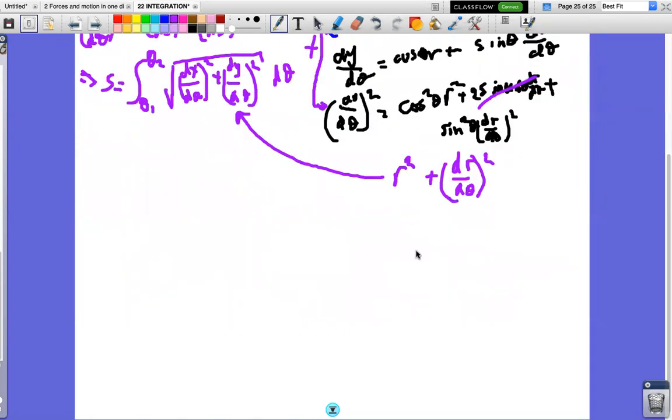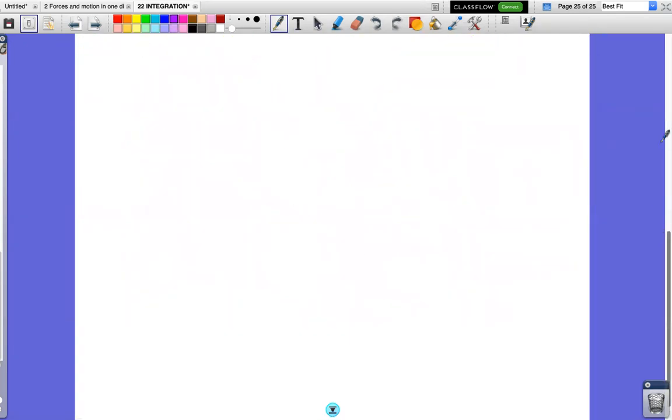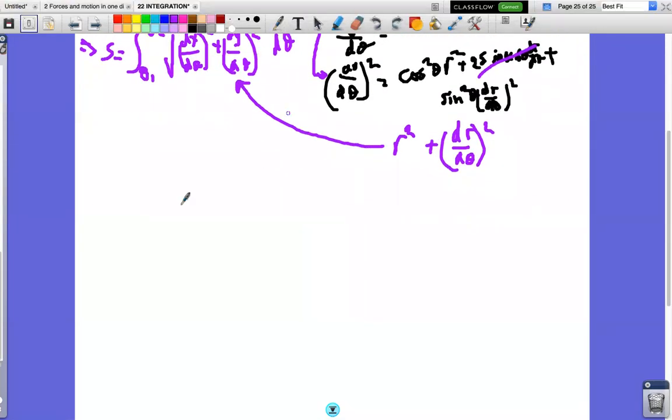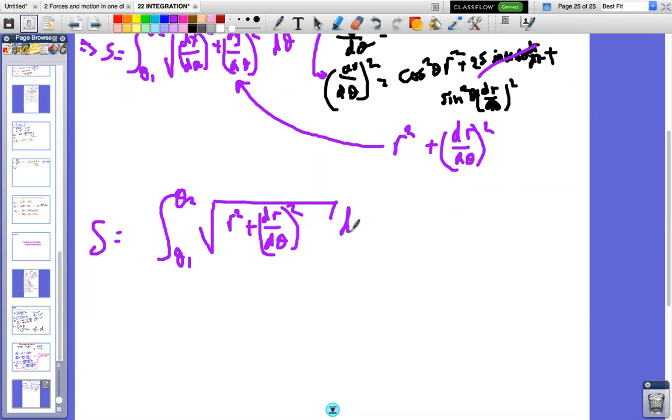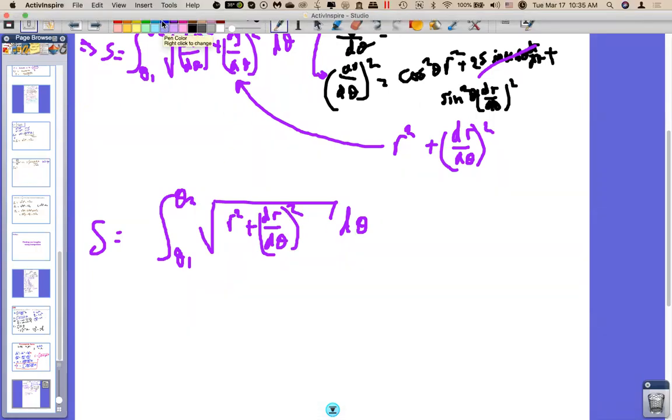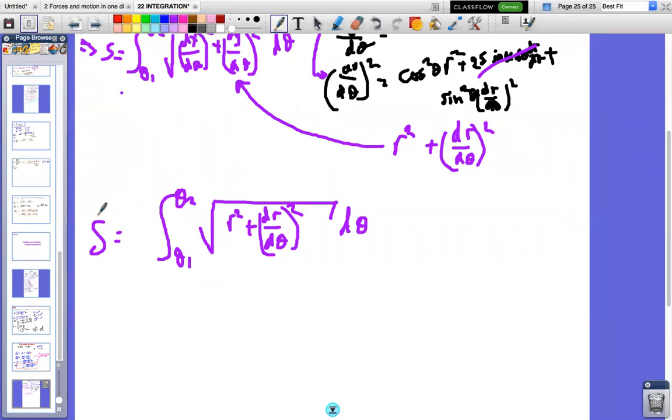So it means that the formula for your s will just be the integral from theta 1 to theta 2 of the square root of r squared plus dr on d theta all squared d theta. Okay. There is no alternative form to this. You have to use it as this.